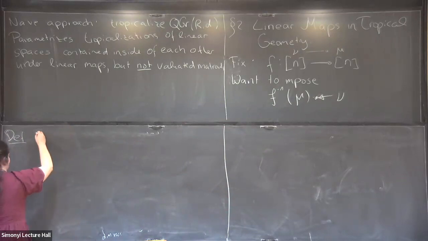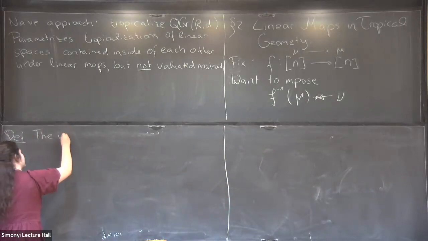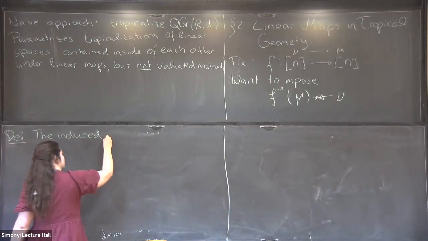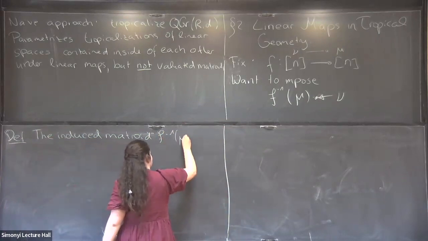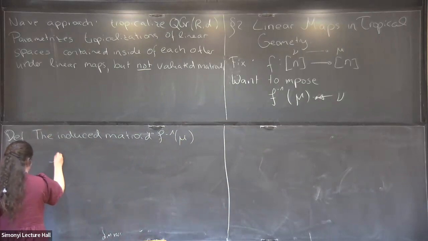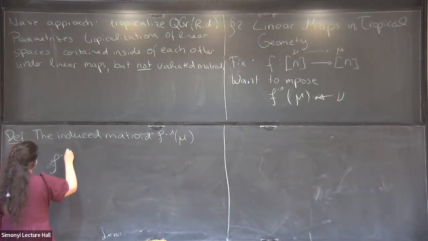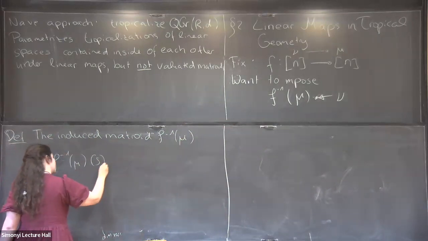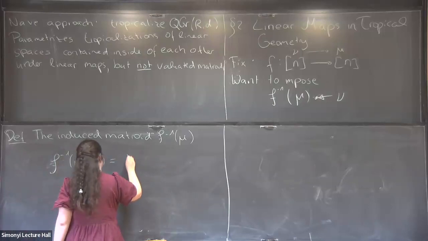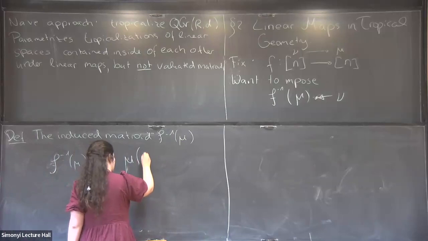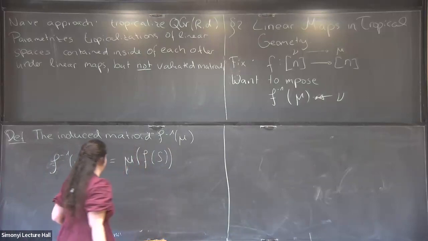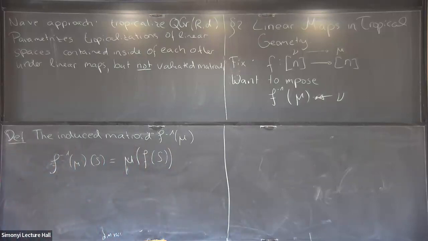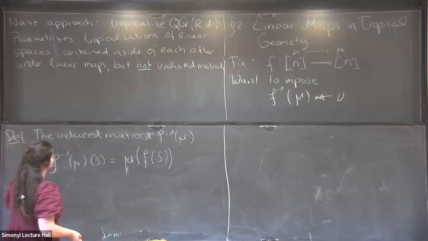So if F is a map of such a space, we can define the induced matroid F to the -1 of mu to be the following valuation function on bases. F to the -1 of mu of a set S is equal to the valuation of the image of the set S under the map F. And now you have to check that this defines a valuated matroid, and it does.